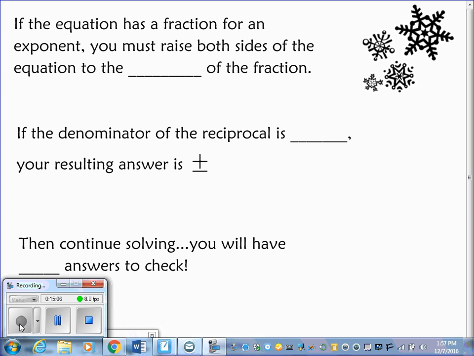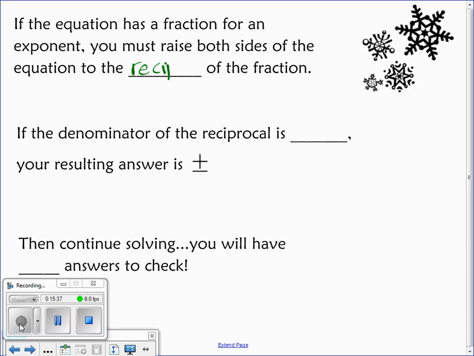Since you guys are smart enough, I can jump around a little bit with you. All right, if the equation has a fraction for an exponent, you must raise both sides of the equation to the blank of the fraction. Not denominator. Not root. Stop throwing out random words. The reciprocal of the fraction. Reciprocal. It's even written right below there.